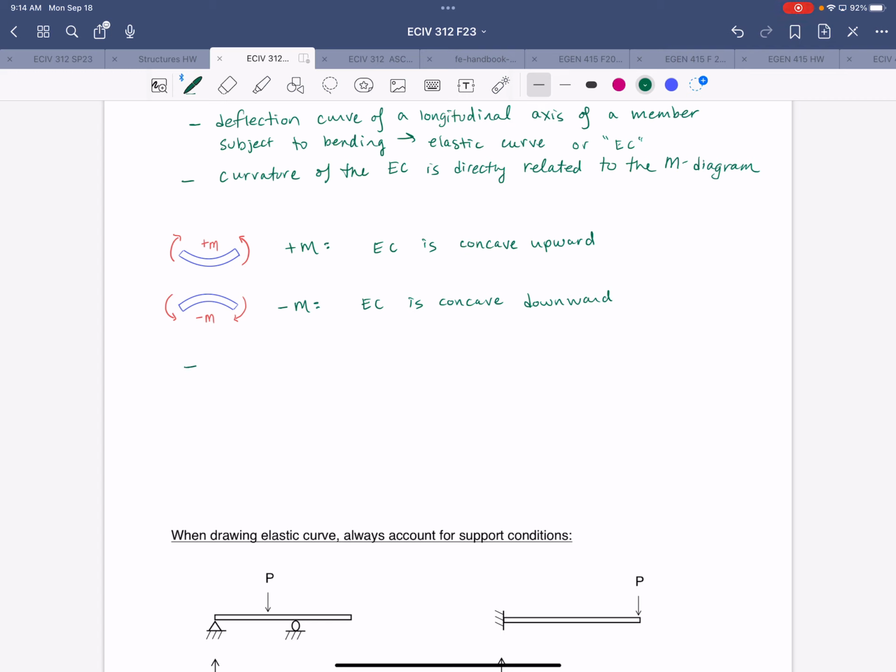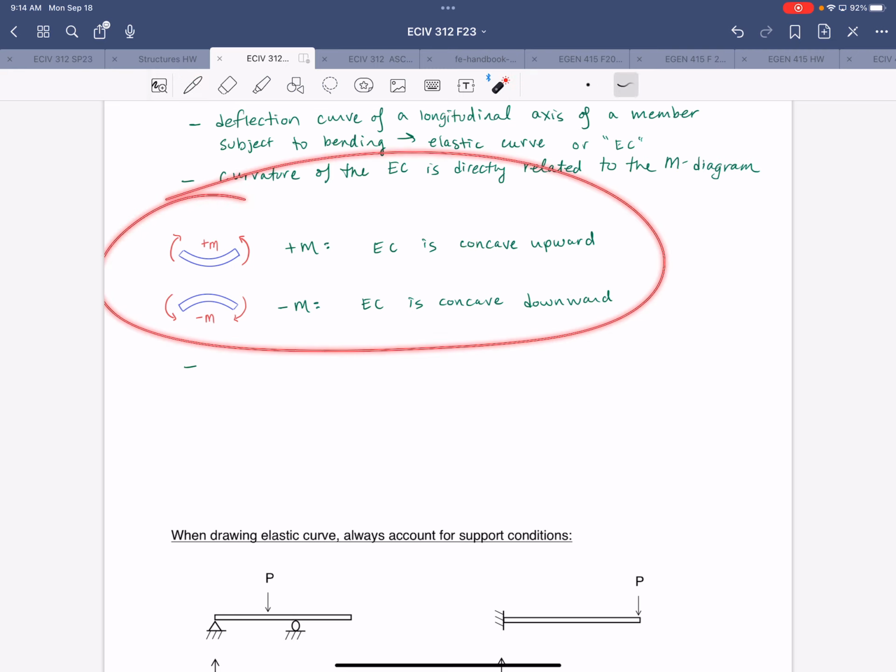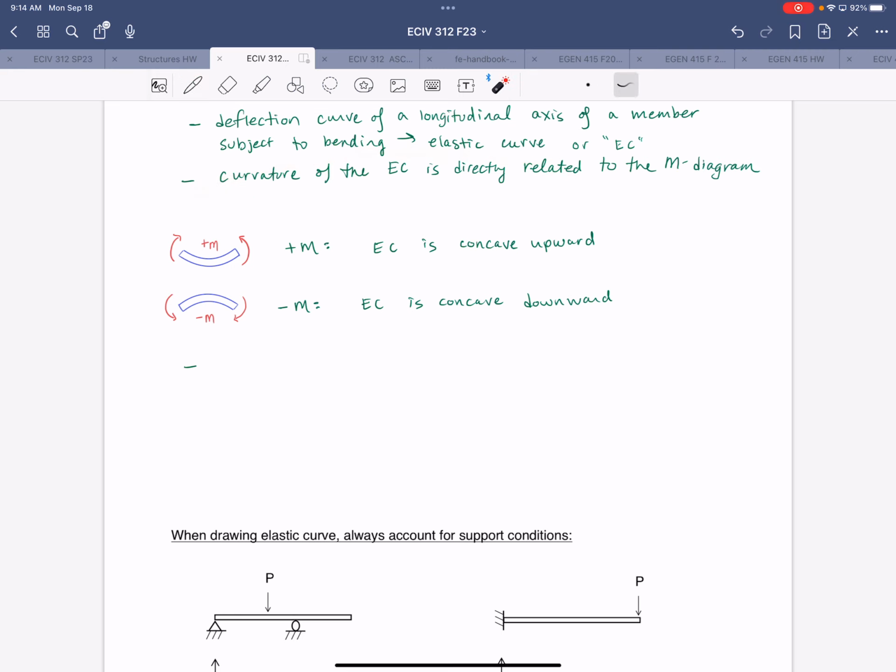And then what about where the moment is equal to 0? Well, there are 2 different types of situations where moment is equal to 0. If it's just crossing the x-axis, then that's just a change in curvature, right? So it's either changing from concave up to concave down, or it's changing from concave down to concave up. So we call that a point of inflection.